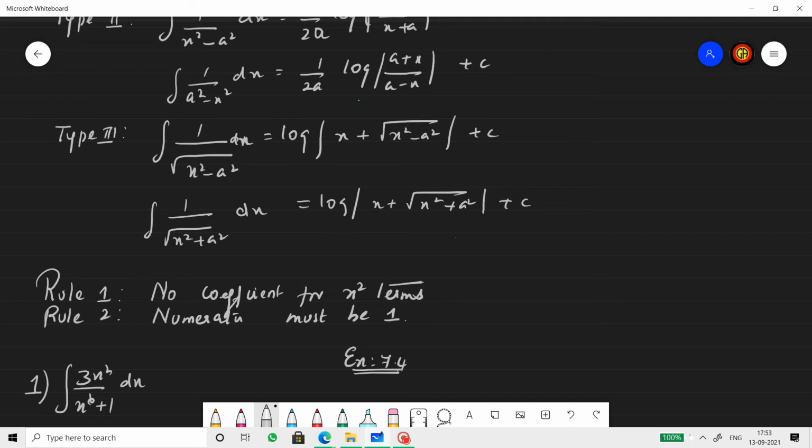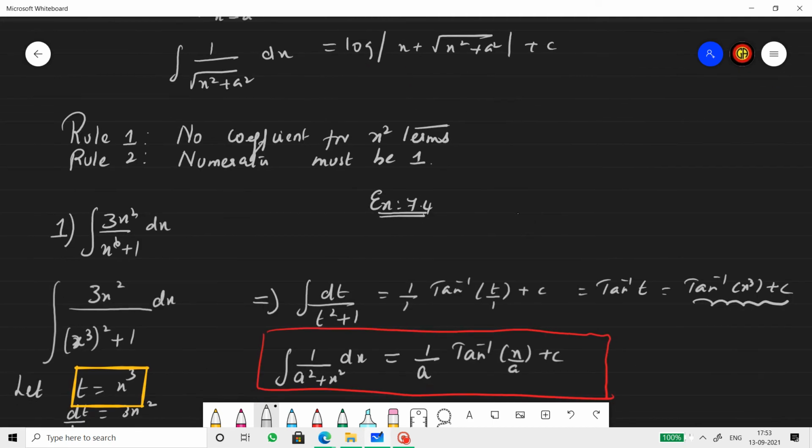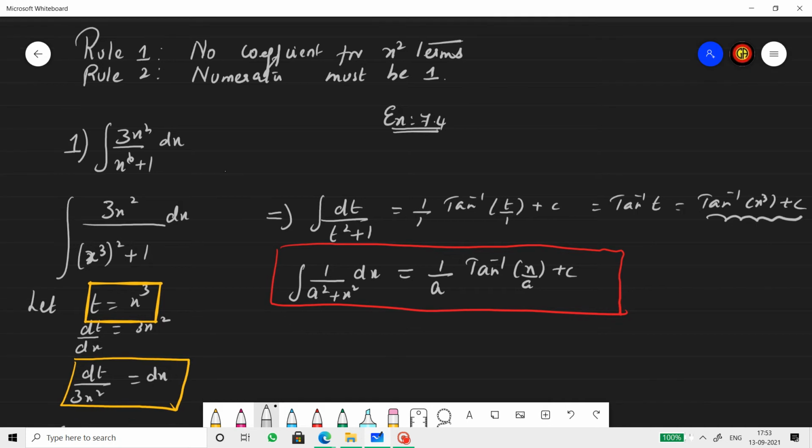Now before we use these formulas into the sums, there are certain rules that we need to keep in mind. Rule 1. No coefficient for x square term. Make sure that before you apply this formula into the sum, there is no coefficient left in the question. If there is any coefficient, please try to remove that. Rule 2. The numerator must be 1. The numerator of the function must be 1. Only then you can apply this formula directly. Otherwise, you have to do some work. So keep in mind these 2 rules before we start this exercise.